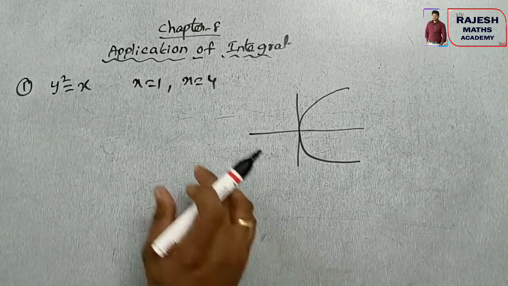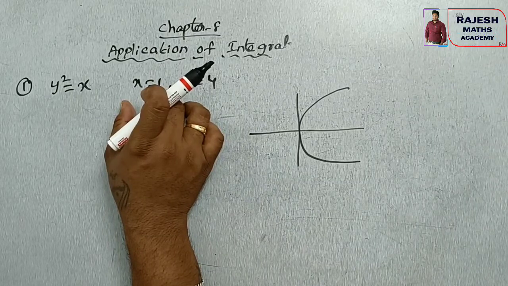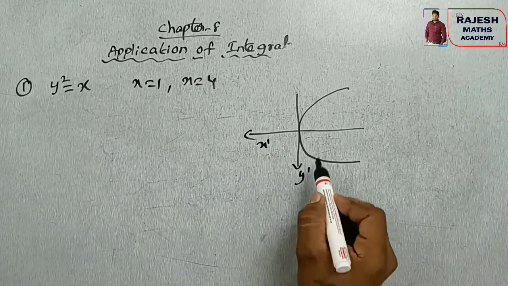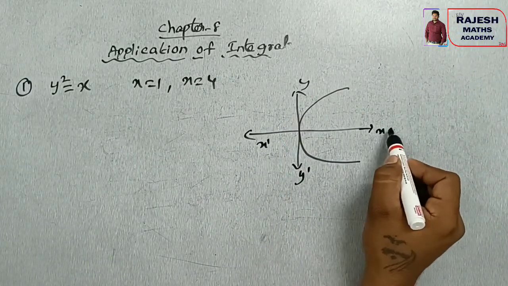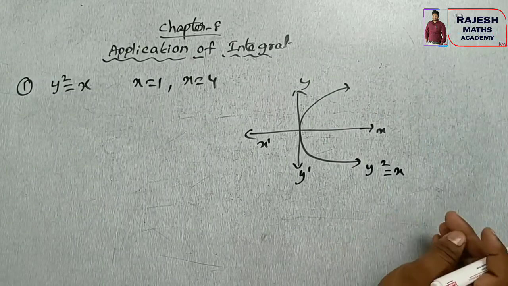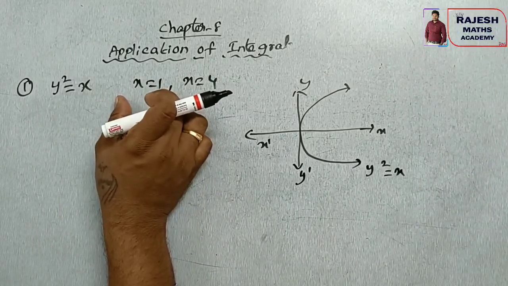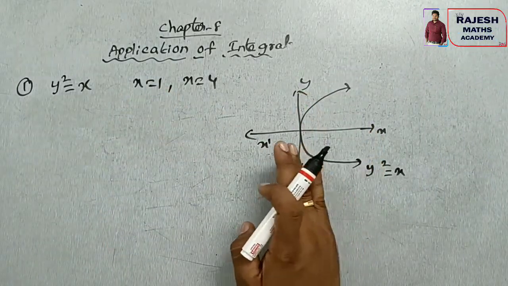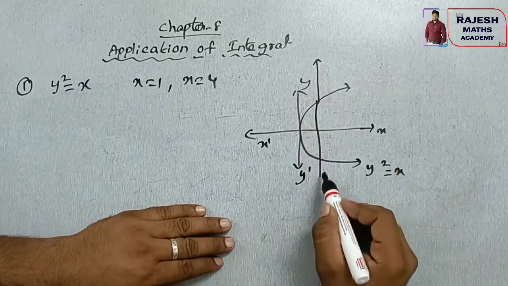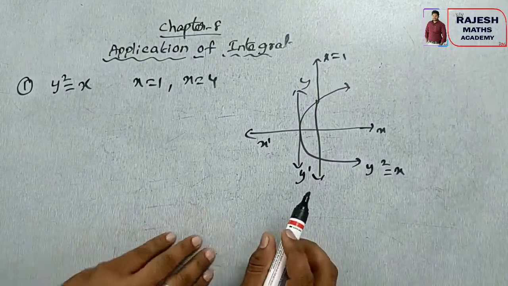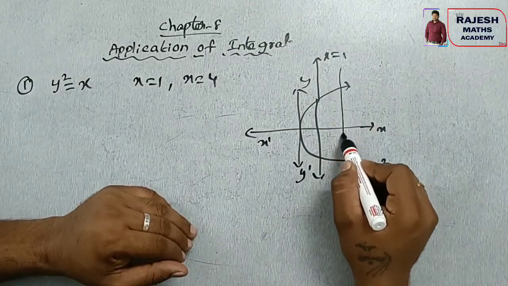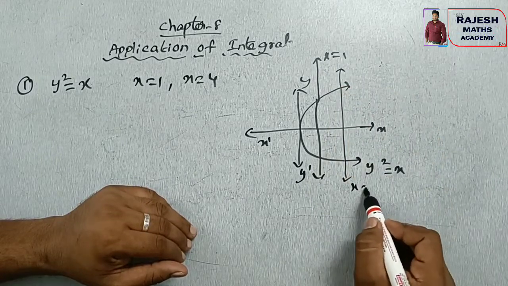So we have to find the line x equal to 1. What is the equation? X equal to 1. X equal to 0 means that is y axis, with x dash, y dash, we can write it. So this is the parabola y square equal to x. Now we have to draw the straight line x equal to 1. X equal to 0 means that is y axis. X equal to 1 means we will move to right side. So it is a straight line x equal to 1. Clear? And what is given? X equal to 4. X equal to 1, 2, 3, 4. We have to calculate like that. This is a straight line x equal to 4.